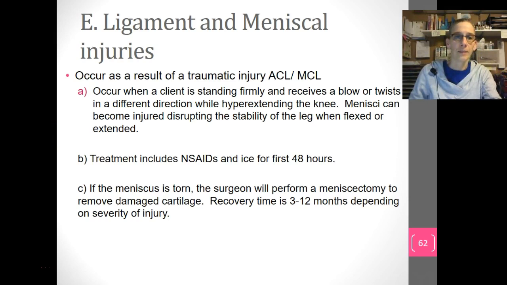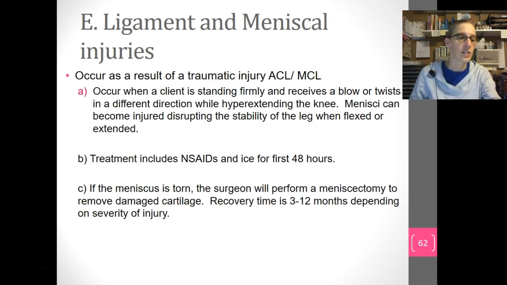All right, ligament and meniscal injuries. So these occur as a result of a traumatic injury. Things like your ACL and your MCL is what you hear about the most, your anterior cruciate ligament and your medial cruciate ligament, and these are in your knee. They occur when the client is standing firmly and receives a blow or twist in a different direction while hyperextending the knee. The menisci can become injured, disrupting the stability of the leg when flexed or extended.